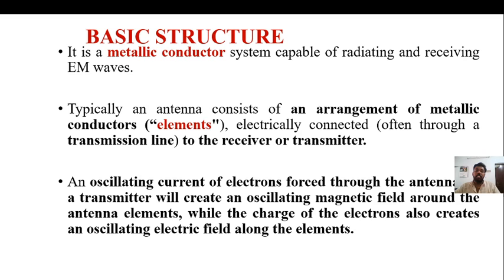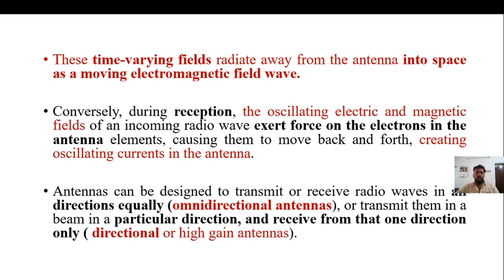So what is the basic structure? It may be a metallic conductor or an arrangement of metallic conductors, electrically connected to the receiver and transmitter. At the transmitter side, the transmitter induces an oscillating current of electrons, which creates an oscillating magnetic field around the antenna elements, while the charge of electrons also creates an oscillating electric field. This time-varying field moves into space as an electromagnetic wave away from the antenna.